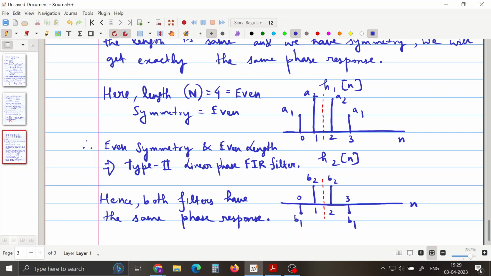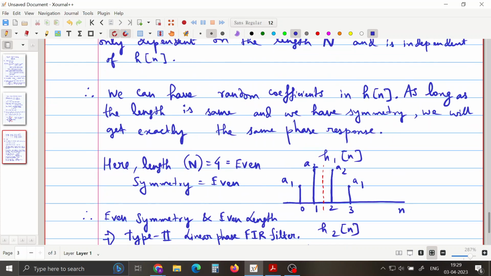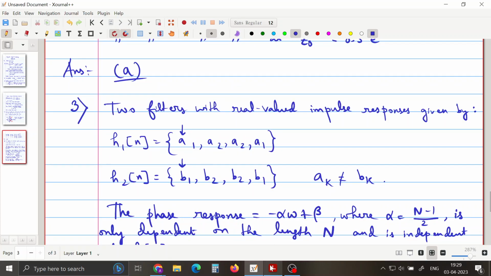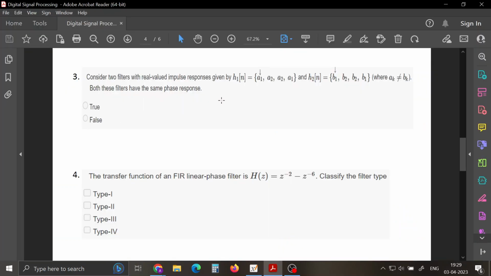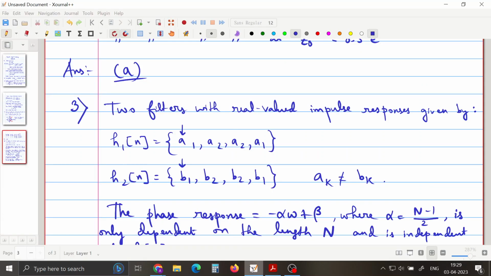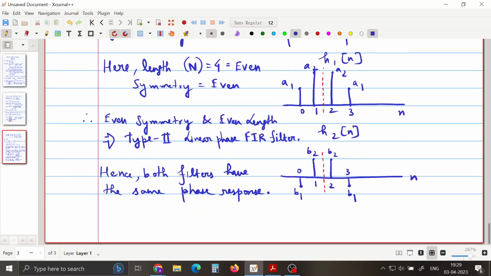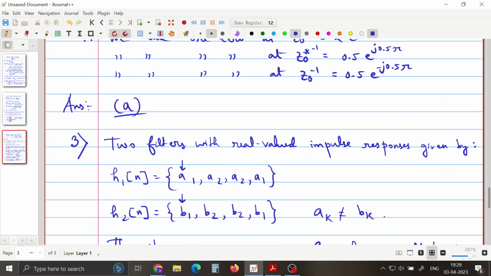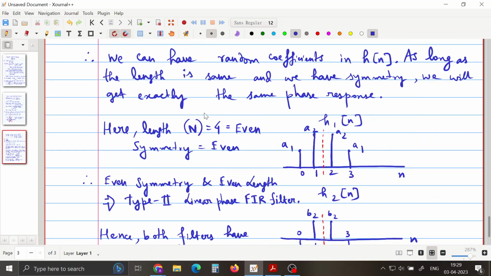So that was the statement given in the question, that both these filters have the same phase response, and we need to check if it's true or not. Indeed it's true. So the answer is true. Where should I write it? We've run out of space here. Anyway, let me write it here. So the answer is true, and this is the justification.